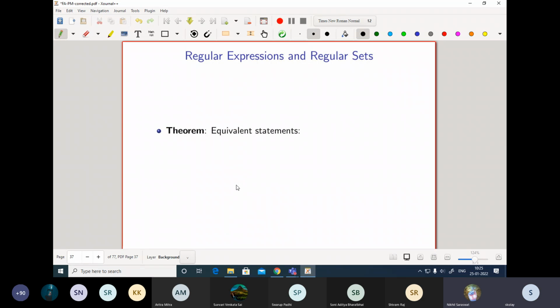Okay, so now we come to the big revelation that regular expressions are related to regular sets.